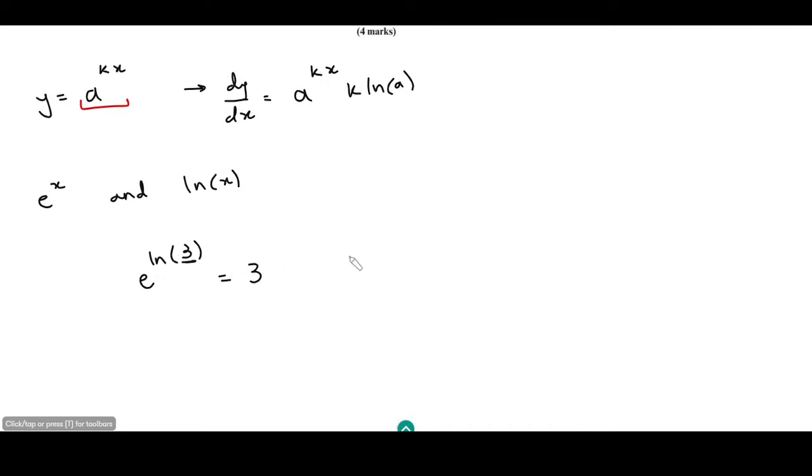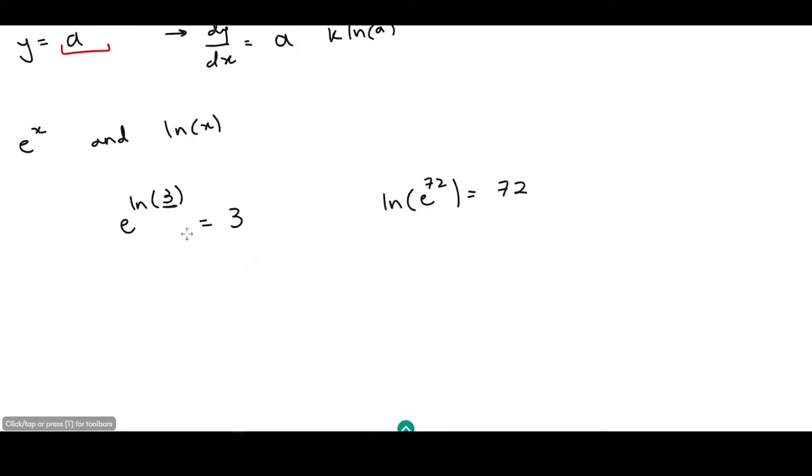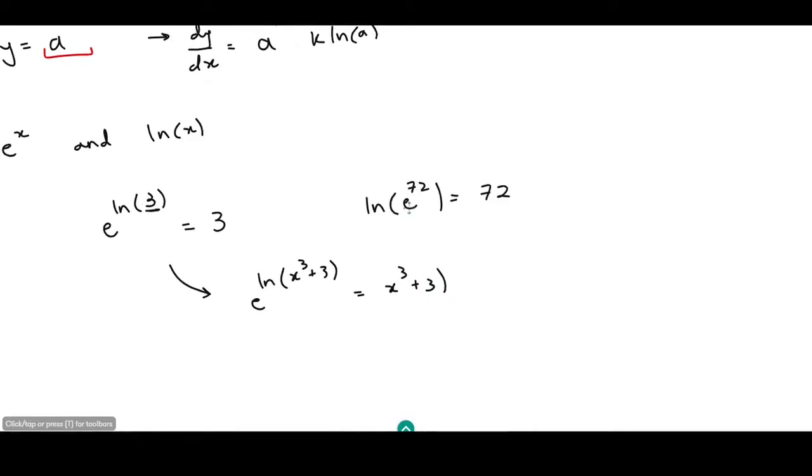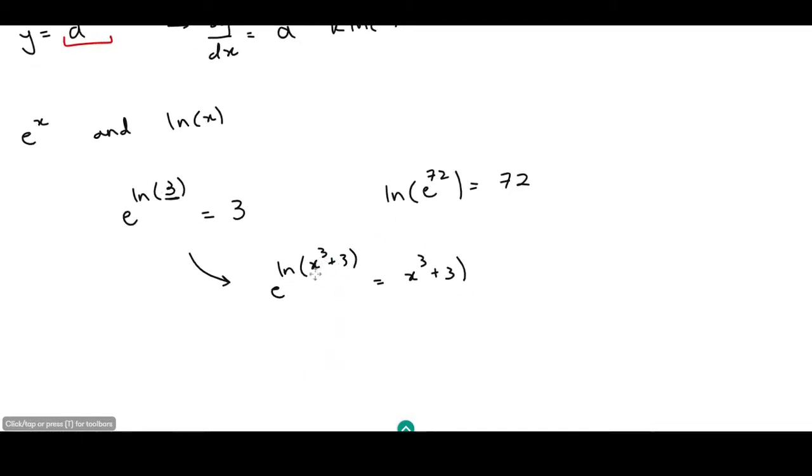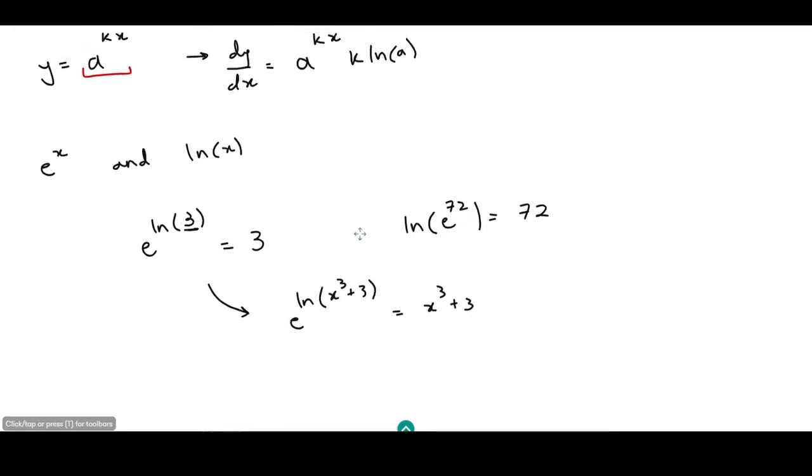And this works the other way around as well. So if you have ln of e to the power of, let's say, 72, this still works out to 72. This not only works with constants, but it also works with functions. So if you have e to the ln of x cubed plus 3, this is simply x cubed plus 3, and vice versa. Whatever's inside the argument of the ln here is your answer, and whatever's the argument here is your answer here.